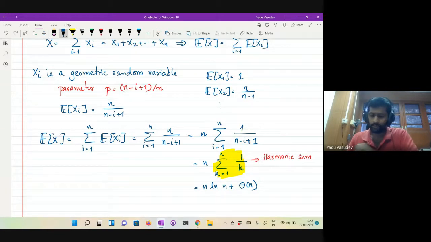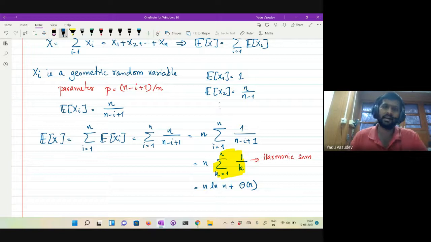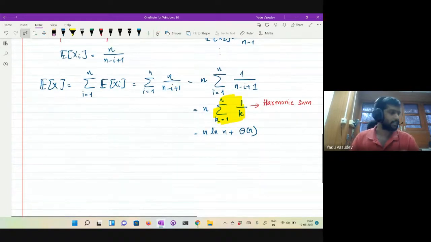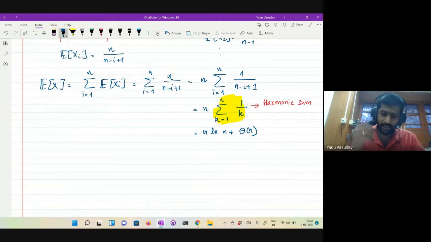Okay? So we'll see how to analyze that, but before that we will see a different analysis of this, which already tells you that maybe n log n is a decent bound. Okay, so let's look at the following analysis. Okay, let's just do the same thing, same coupon collector problem.